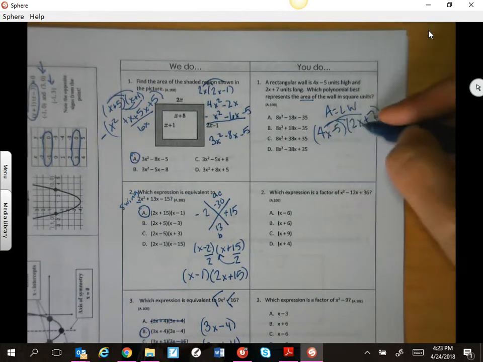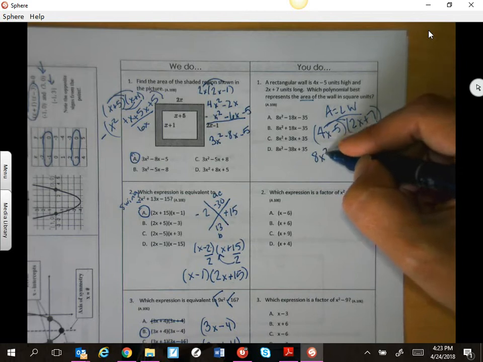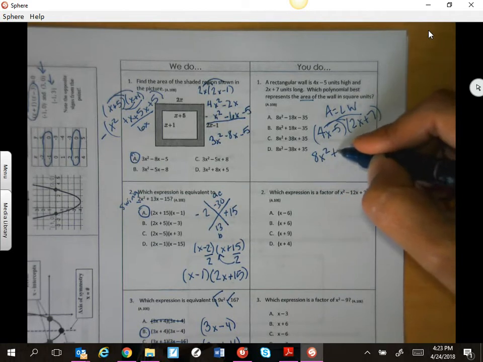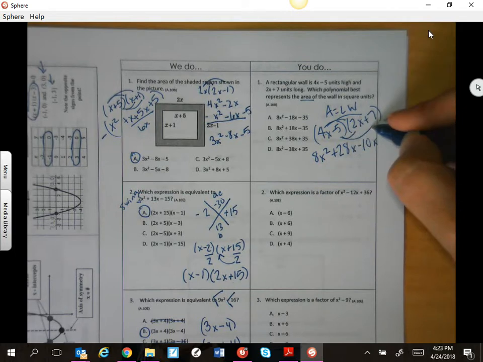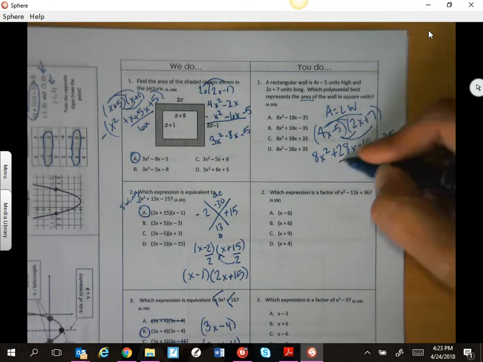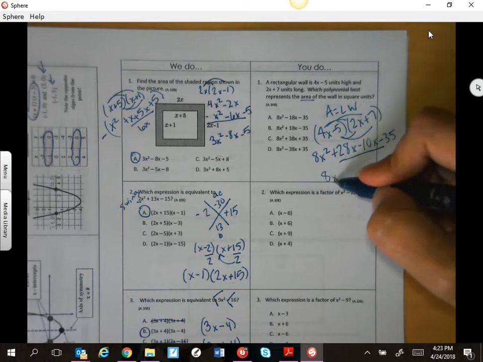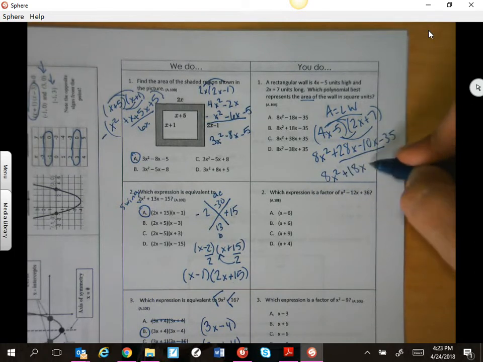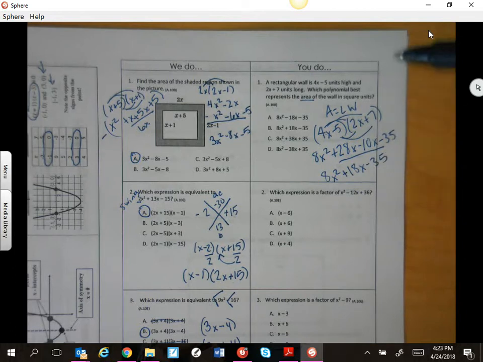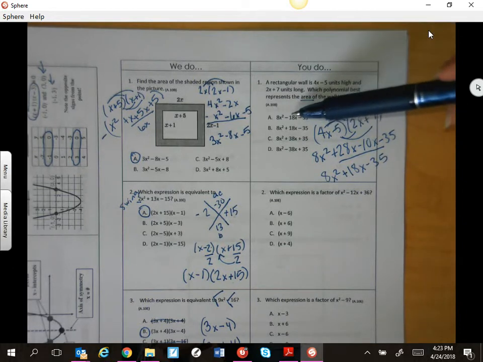So 4x times 2x is 8x squared. 4x times 7 is 28x. Minus 10x minus 35. We can collect like terms. It's going to be plus 18x minus 35. So look at them carefully because the signs are going to be an issue.